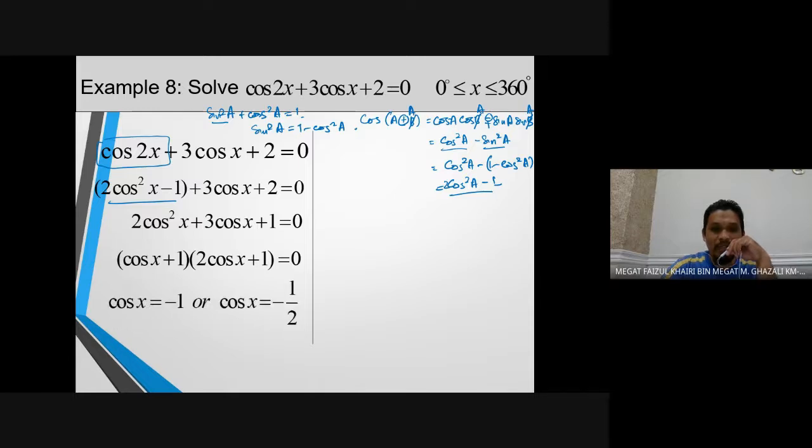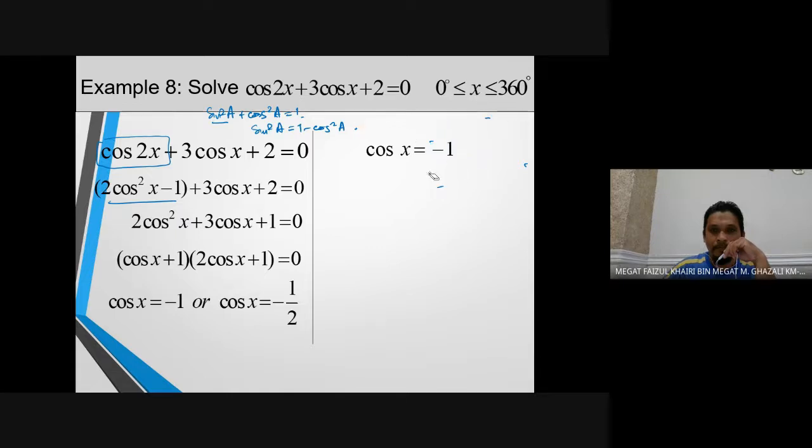So then we get cos x equal to negative 1 and cos x equal to negative 1 over 2. Okay. Okay, it's almost finished, it shouldn't take too long. Okay, cos x equal to negative 1.